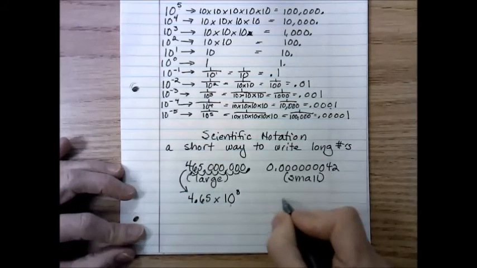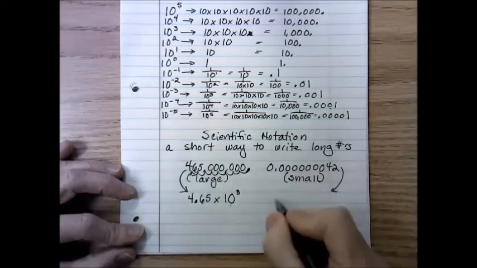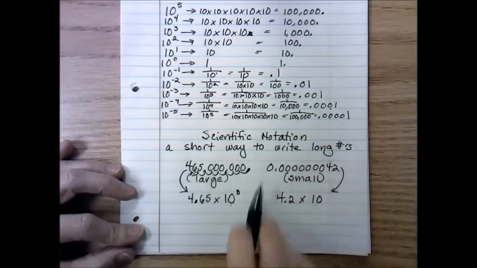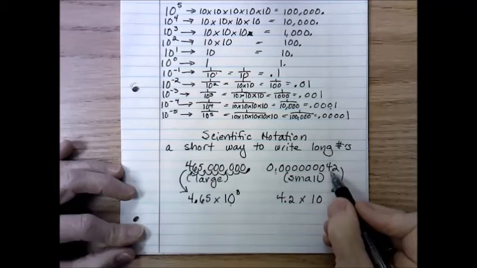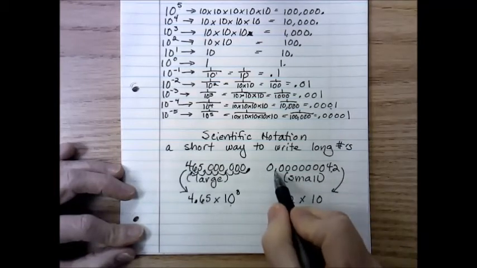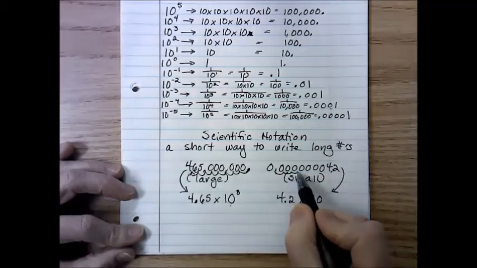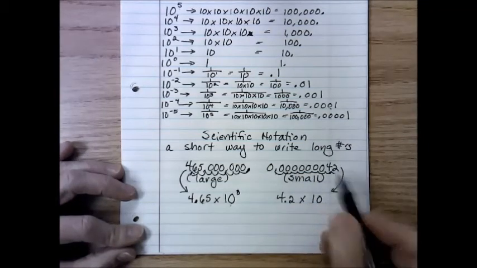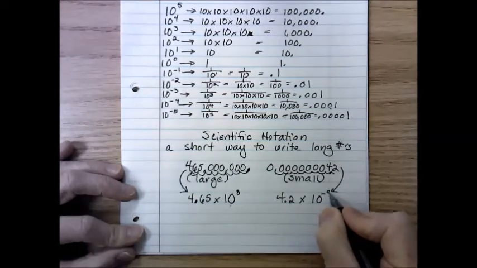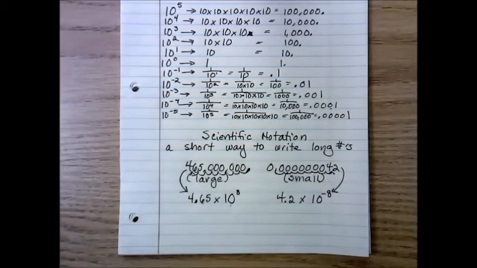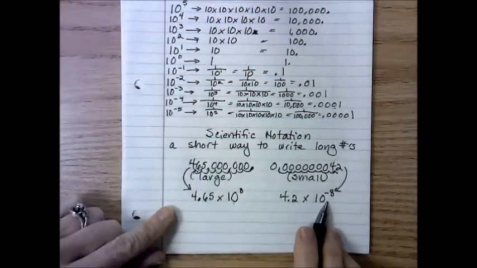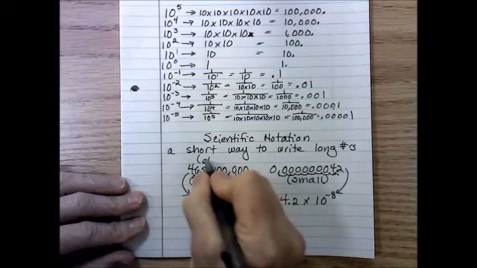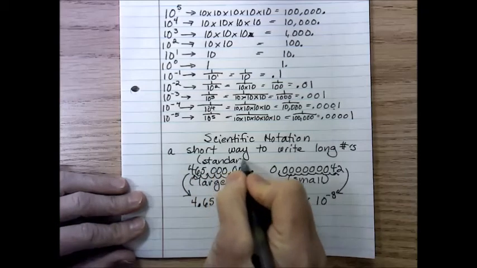Now, this number here in scientific notation would be written as 4.2 times 10. Now, our decimal point is here. We have to get it behind the 4. The decimal point has to go to the right 1, 2, 3, 4, 5, 6, 7, 8 places to the right. So my exponent would be a negative 8. So this here is scientific notation. These numbers here are written in what we call standard form.